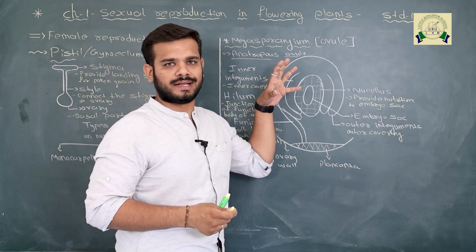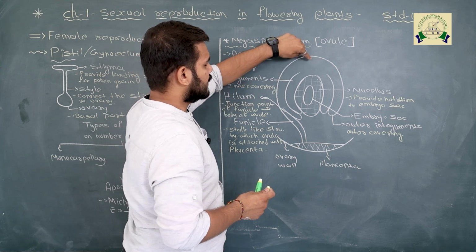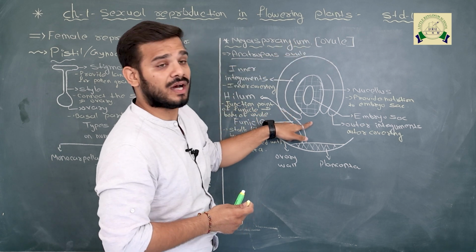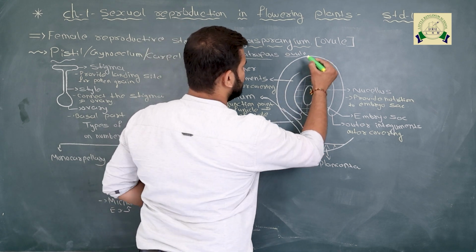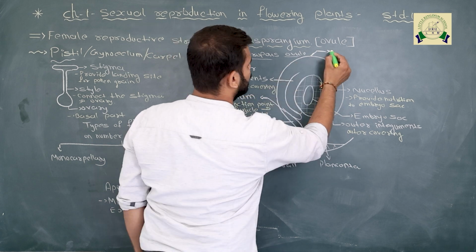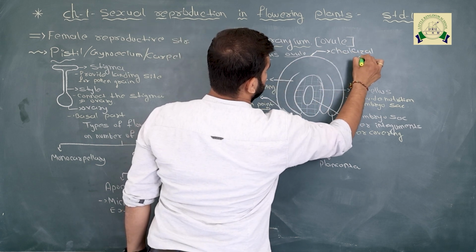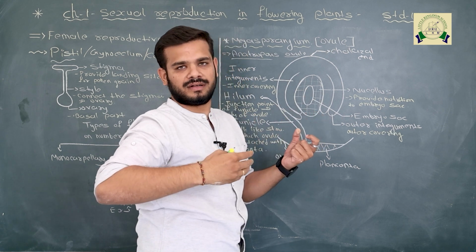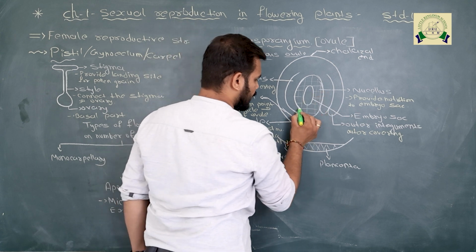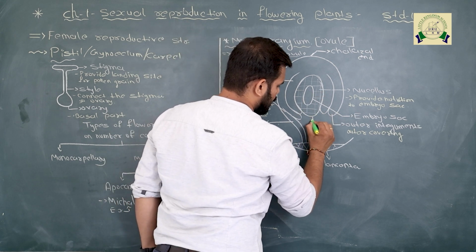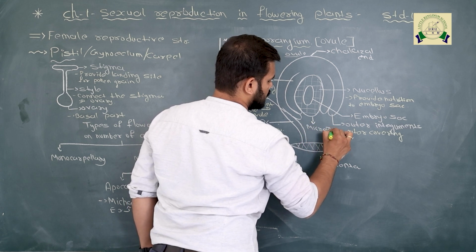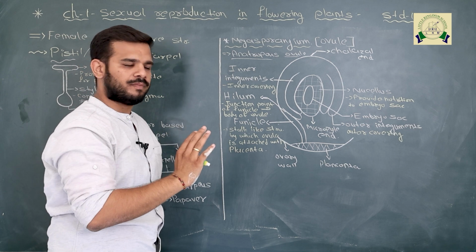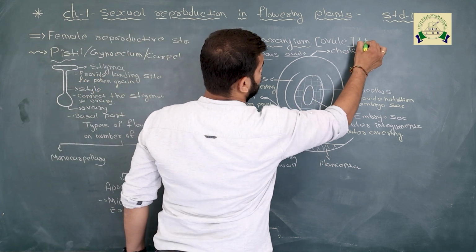Now if you observe this structure carefully, we get two ends: the end with integuments, where both integuments are present, and the end without integuments. The end with integuments is called the chalazal end. We are going to use this chalazal end and the other end for the further topic of reproduction. And the end without integuments is called the micropylar end.